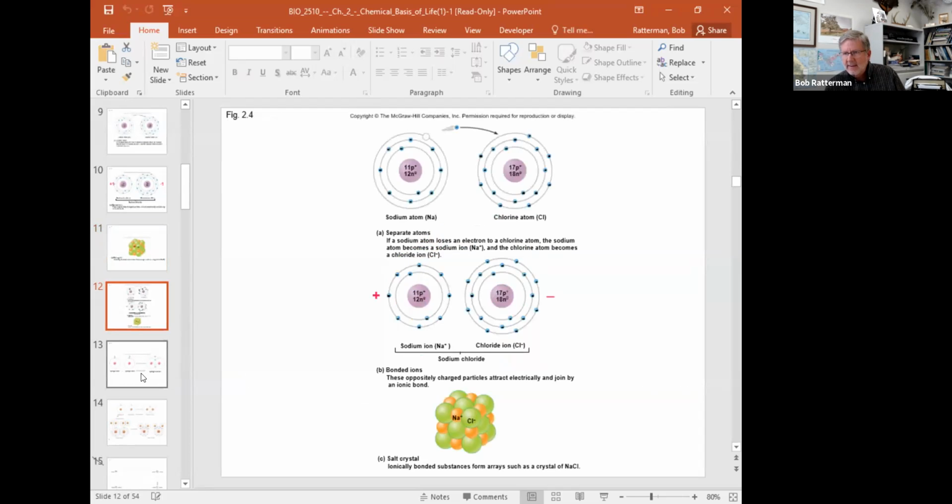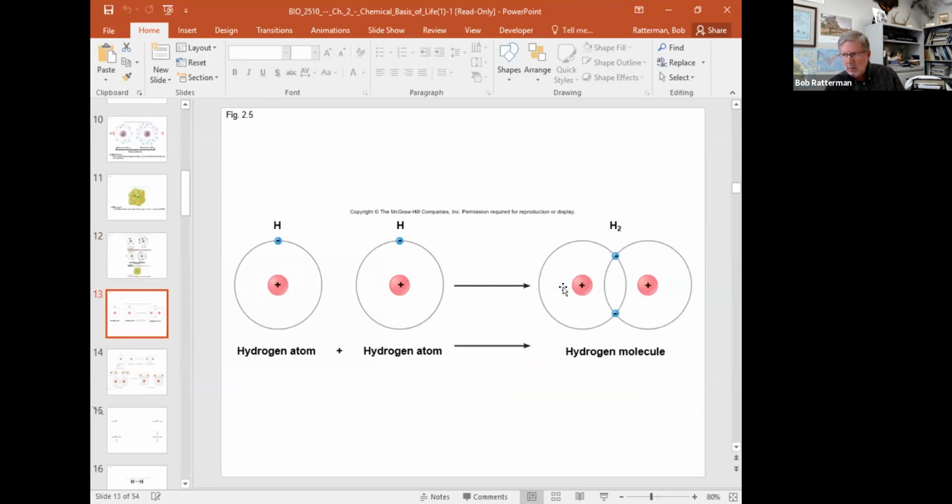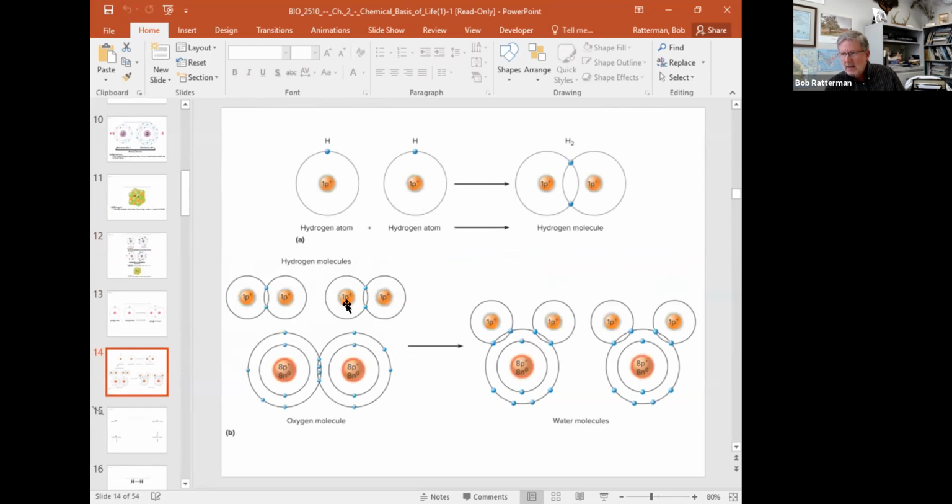In the case of covalent bonds, you have equal sharing of outermost electrons, as is the case between two hydrogen atoms to form hydrogen gas, H2. In fact, this slide shows a bunch of different covalent bonds. Here's a single covalent bond, equal sharing of valence electrons.